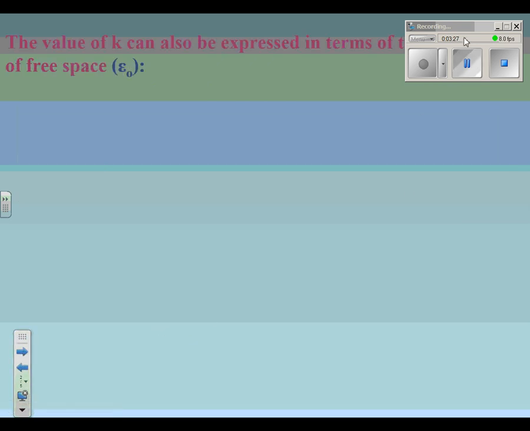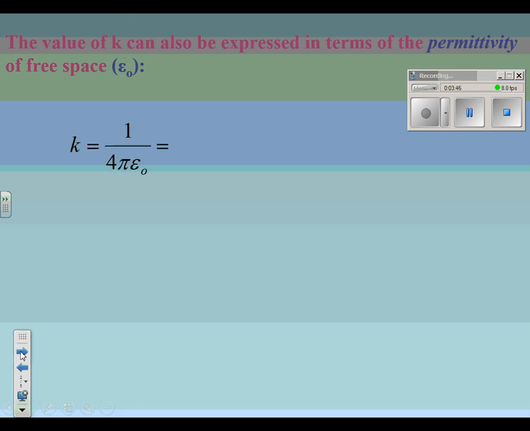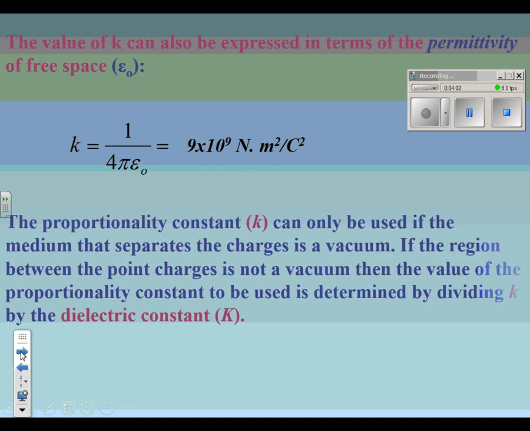The value of K can be expressed in terms of the permittivity of free space, epsilon naught. This isn't on your formula chart so much, but it does show the 1 over 4 pi epsilon naught, which comes out to be the same value. We actually talk about it more in AP Physics 2 than in AP Physics 1, but I just wanted you to realize that it does have something to do with it, because K is proportional.